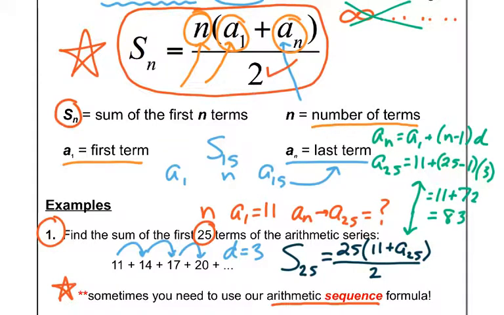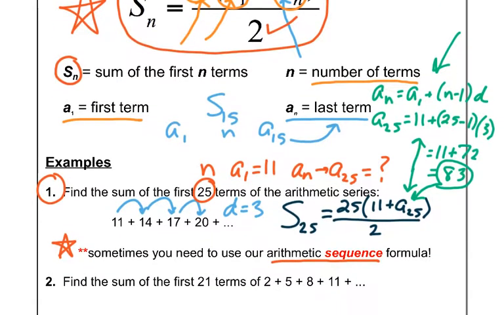So I stepped out of the sum formula to use the sequence formula from the previous page. And now that I found a sub 25, I'm just going to literally cut and paste and put them back in and simplify. Here we go. Let's give it a try. Now, right where we left off, this should be 25 times 11 plus a sub 25 is 83, all divided by 2. And the rest is just calculator. Ready? 11 plus 83 is 94. 94 times the 25, and then divide your answer by 2. The sum of the first 25 terms is 1,175.